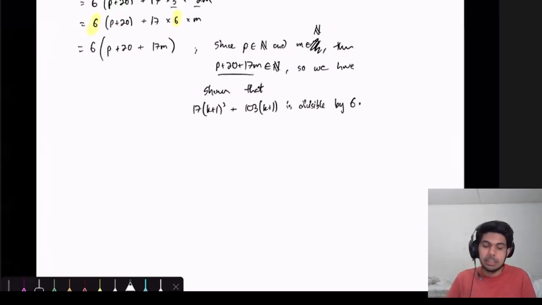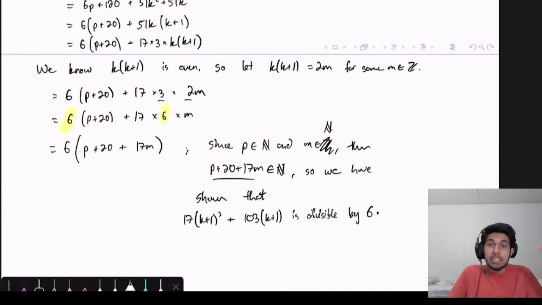And that is the end of the proof. That's the end of the proof, because we assumed it to be true for some k. We've shown it's true for k plus 1, so it holds for everything, because the k we assumed it to be true for could be literally any value. So that's our first proof by induction.